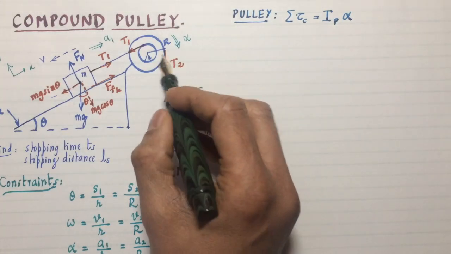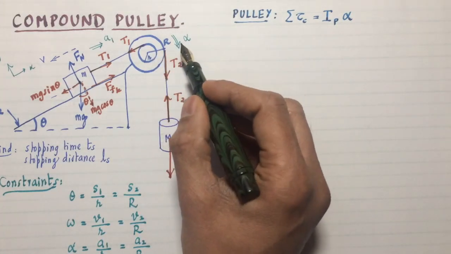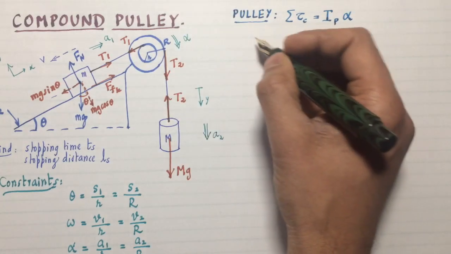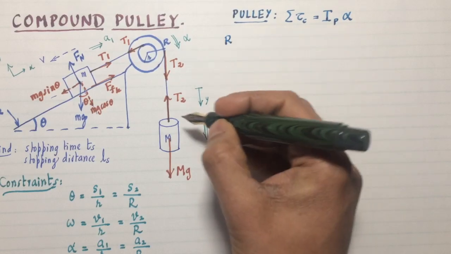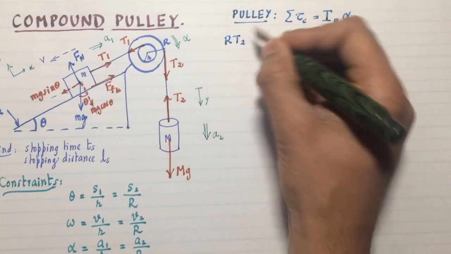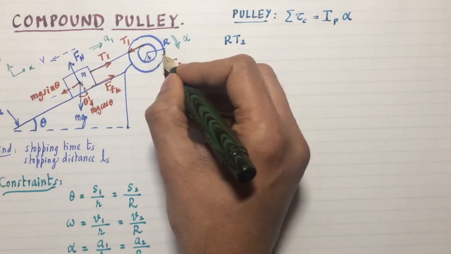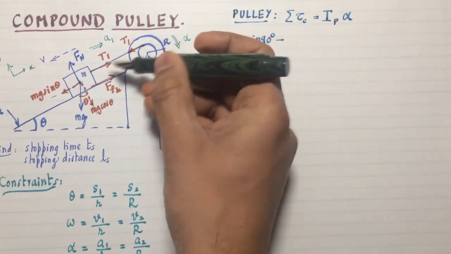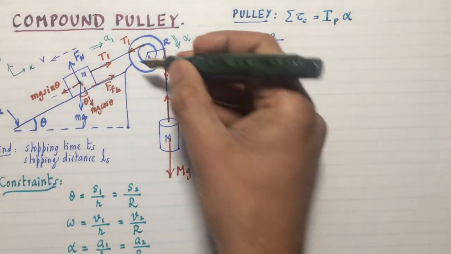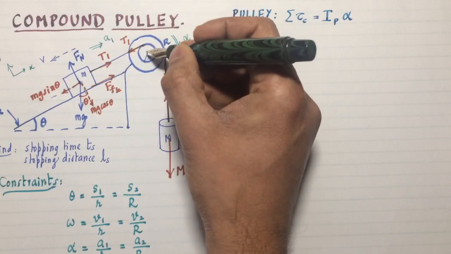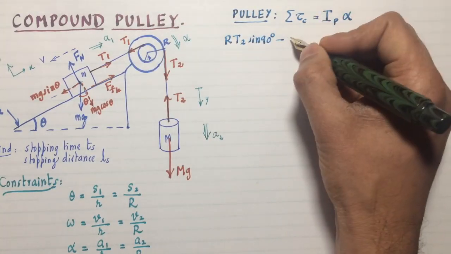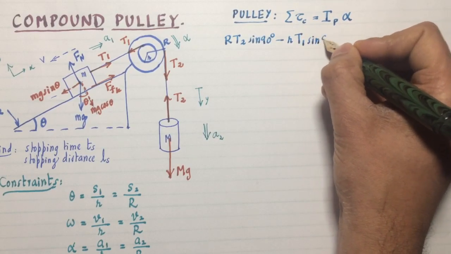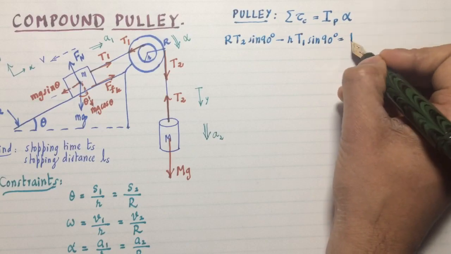Now remember, all the torques that promote clockwise rotation are positive. So capital R times T2 times the angle between capital R and T2, which is going to be 90 degrees, sine 90, and then little r is not promoting clockwise. Little T1 acting at little r is not promoting clockwise, so that gets a negative sign. So that's little r times T1 sine 90 is equal to I sub p times alpha.